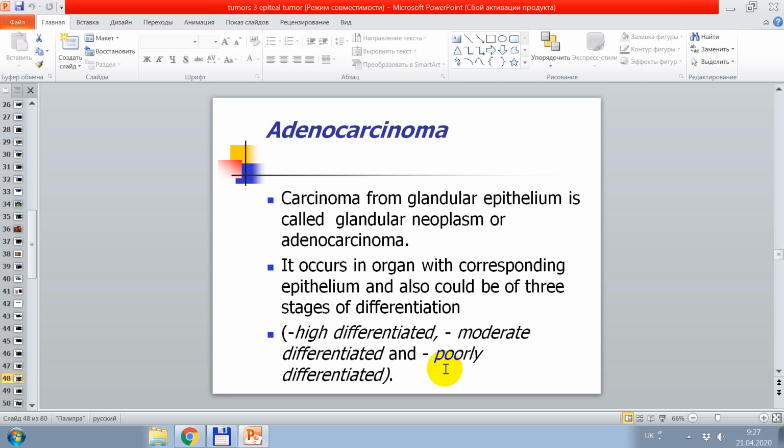Adenocarcinoma. Carcinoma from glandular epithelium is called glandular neoplasm or adenocarcinoma. It occurs in organs with corresponding epithelium and could also be of three degrees of differentiation: highly differentiated, moderately differentiated, and poorly differentiated.